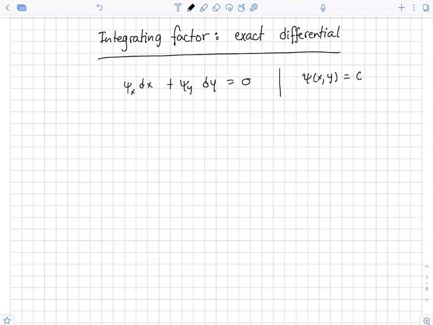And we are going to assume that this differential equation is not exact. So we are going to multiply by mu psi x, and then differentiate with respect to y. We're going to differentiate with respect to x after multiplying by mu psi y. Looking at that, we can find a differential equation for mu. So there are two situations.